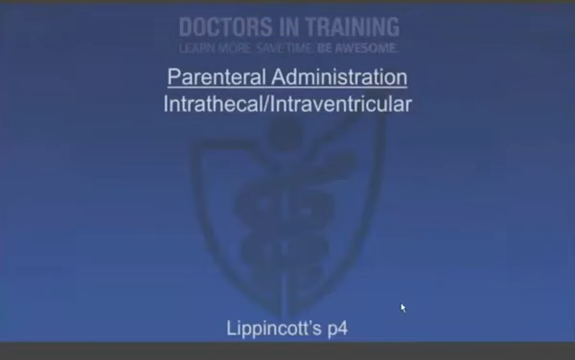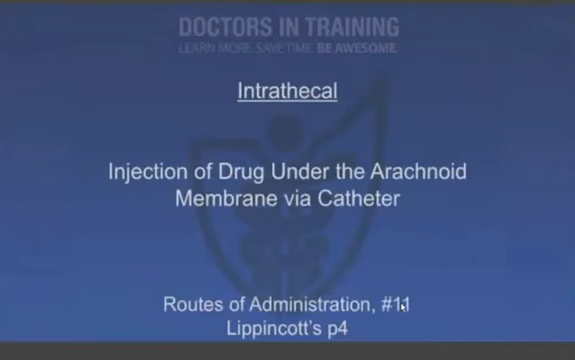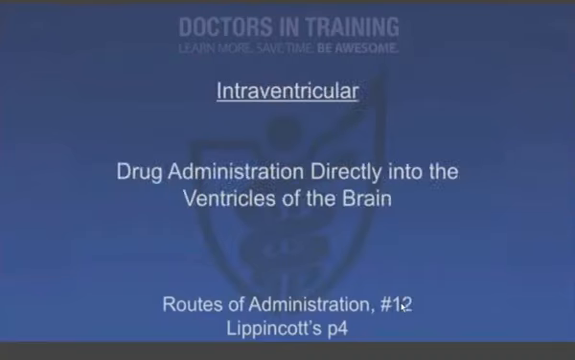You can also administer drugs intrathecally or intraventricularly. Intrathecally means you are injecting the drug under the arachnoid membrane via a catheter that's placed by a neurosurgeon. So the drug is delivered immediately into the CSF.